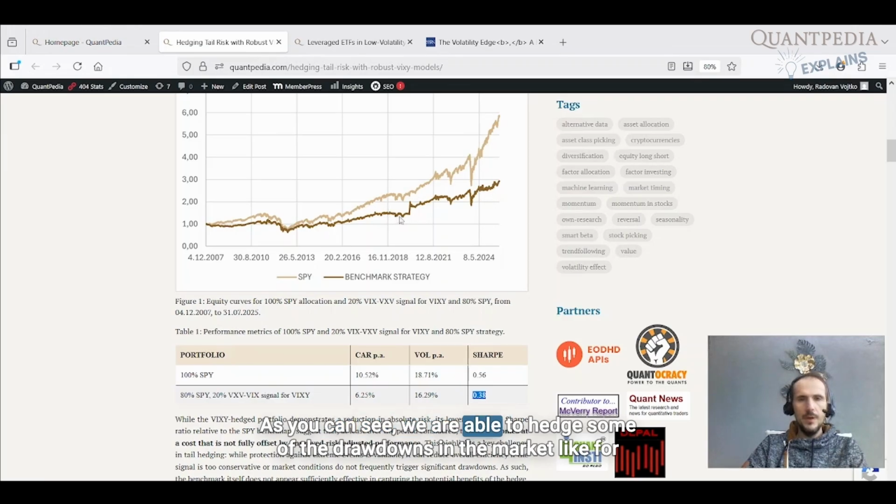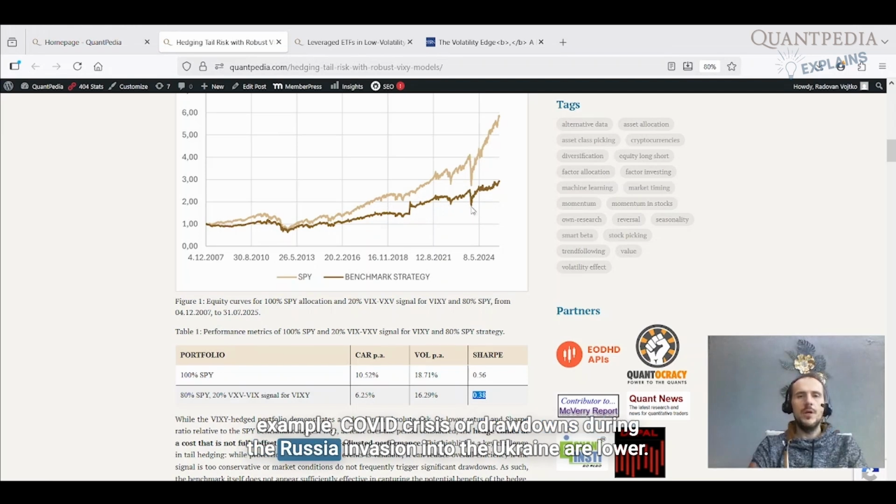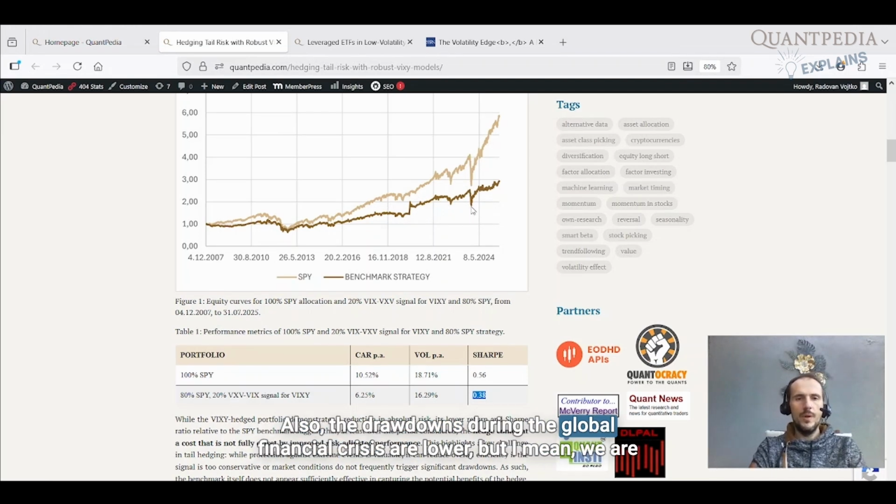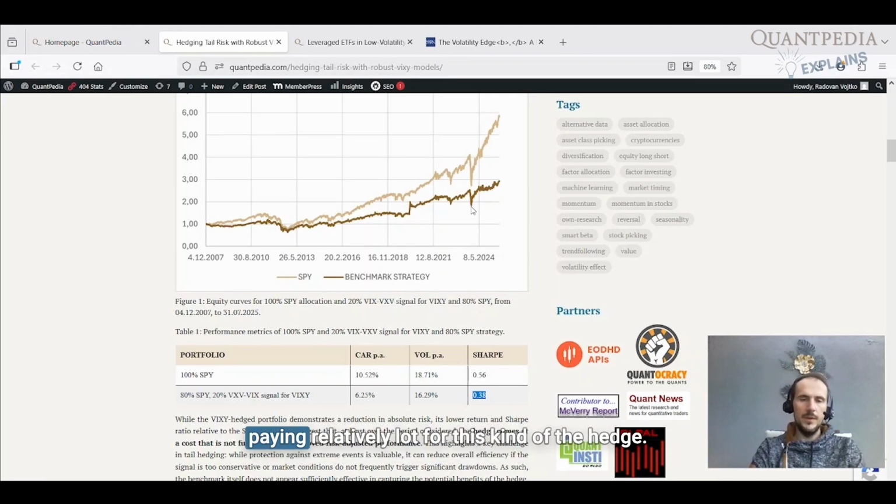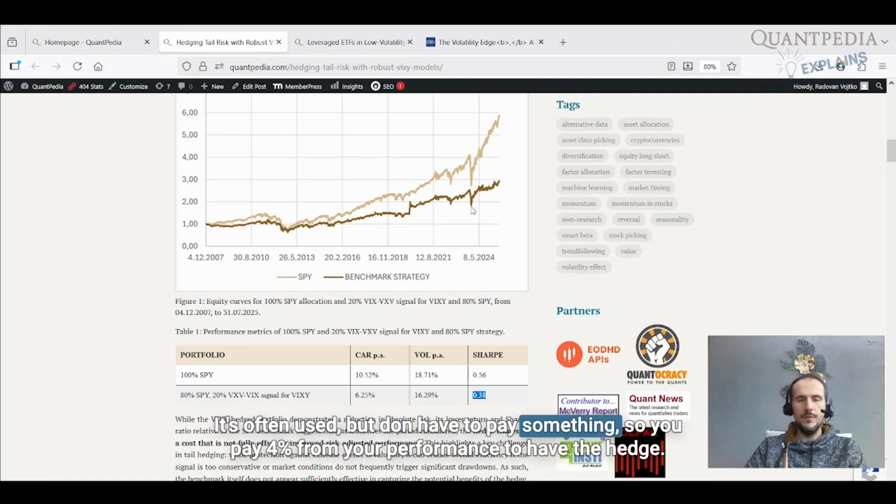As you can see, we are able to hedge some of the drawdowns in the market, like for example the COVID crisis, or drawdowns during the Russian invasion of Ukraine are lower. Also the drawdowns during the global financial crisis are lower, but we are paying relatively a lot for this kind of hedge. So this is a very naive, very simple hedge. It's often used, but you have to pay something. So you pay 4% from your performance to have the hedge.